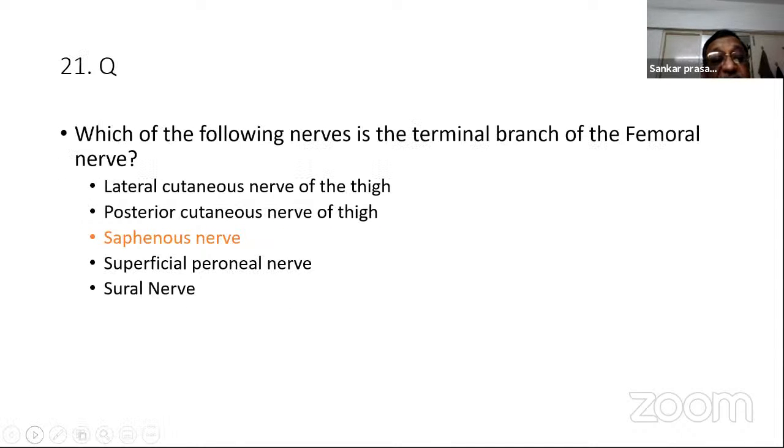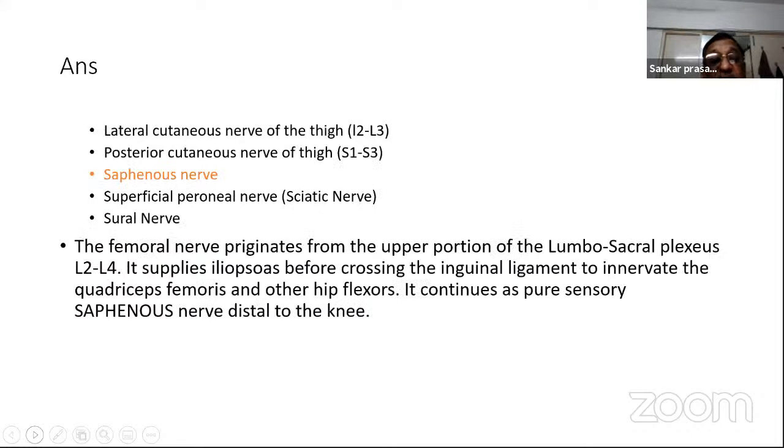Which of the following nerves is the terminal branch? That we have already read. So, the femoral nerve originates from the upper portion of the lumbosacral plexus, supplies the iliopsoas before crossing the inguinal ligament to innervate the quadriceps femoris and other hip flexors.